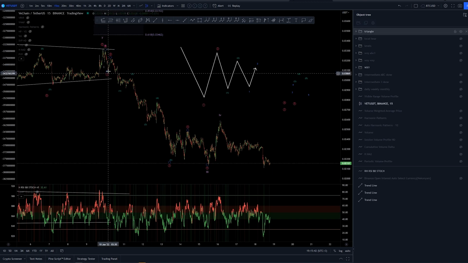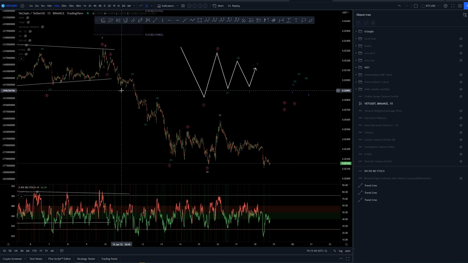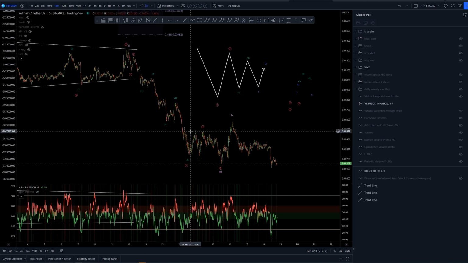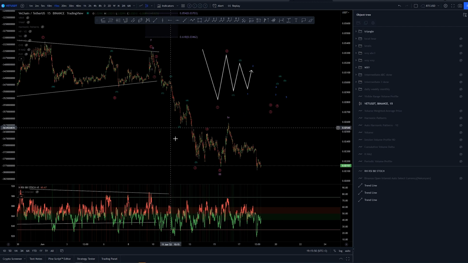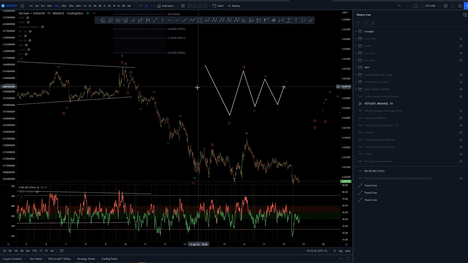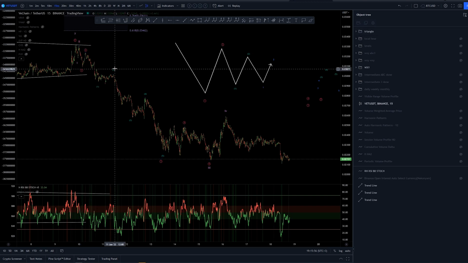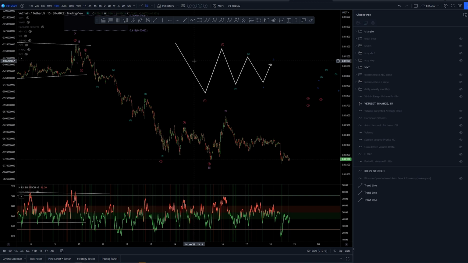So 1, 2, 1, 2. We have to say that this is a 1, 2. Otherwise, we're just going to run out of all of the degrees that we have here. Now, we have this structure here as a 1, 2, 1, 2, 1, 2. Now, generally, this is looking really bad overall.